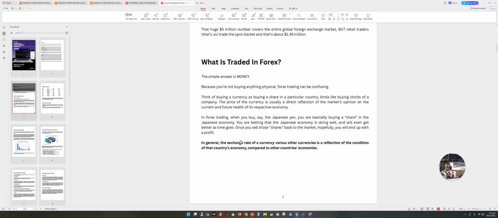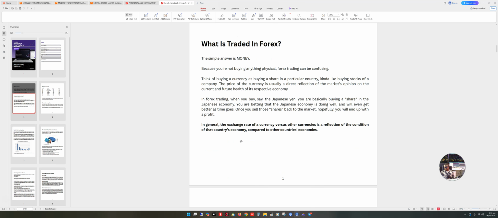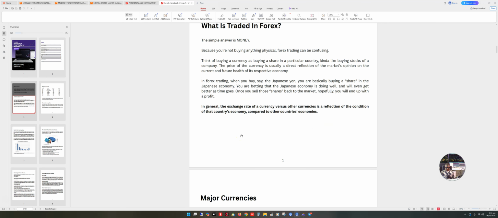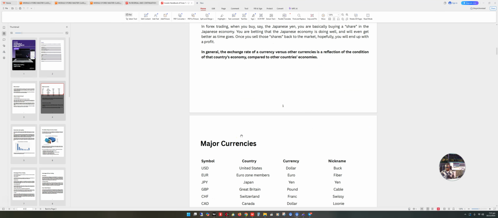But by and large, we have majorly major currencies, minor currencies, and exotics, alongside metals and commodities, which is your crude oil. Under your metals, you have your gold and silver. Under commodities, you have your crude oil. And we also have cryptocurrencies alongside indices. Those are what are traded in the forex market.